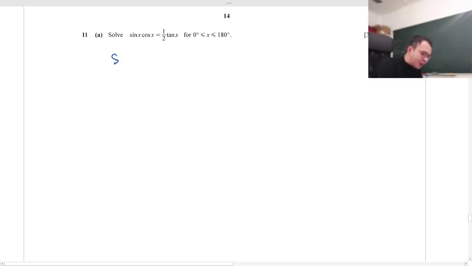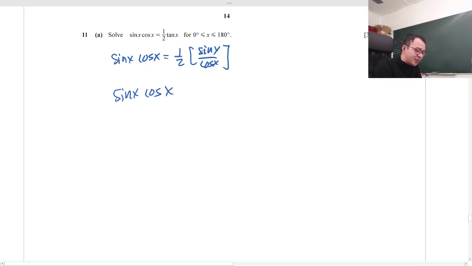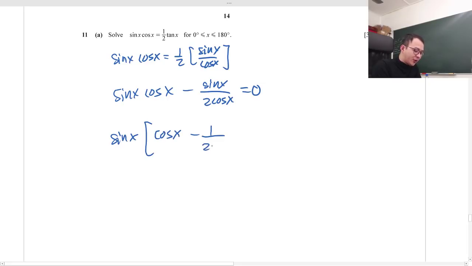Alright, so yeah, we have sin x and cos x equals half tan x. I don't like tangent. I will change tangent into sine over cos here. And then I will move everything together because I try to factorize the things, I think it is possible. So this one you can group together if you want to. So I can say this is sin x over 2 cos x equals 0. Alright, then I can factorize out the sin x, very obvious. So I will get sin x times (cos x minus 1 over 2 cos x) equals 0. So over here I will get sin x equals 0.